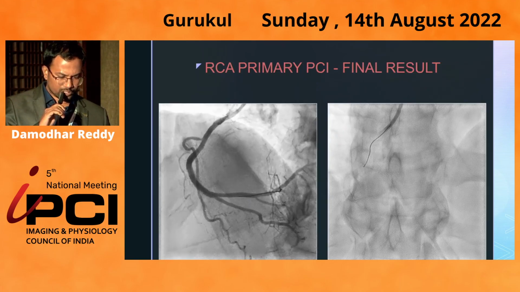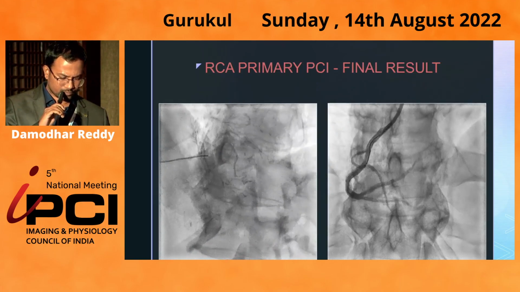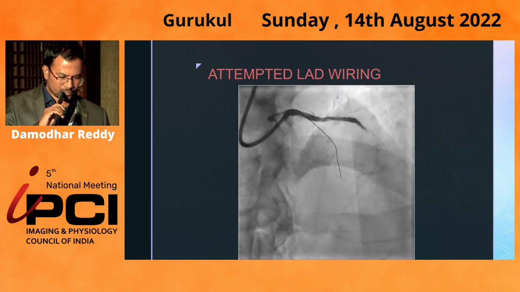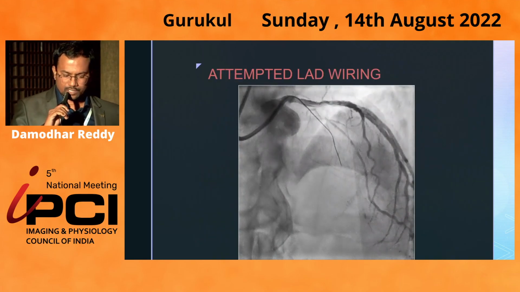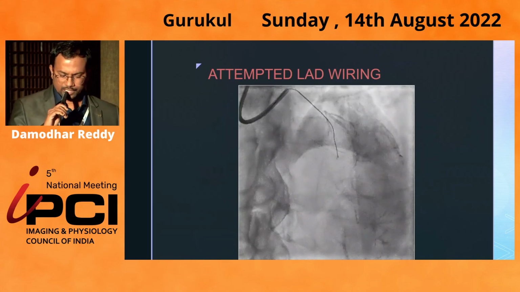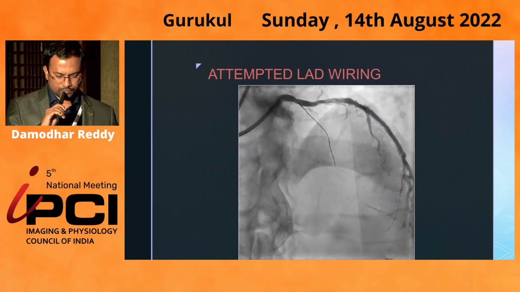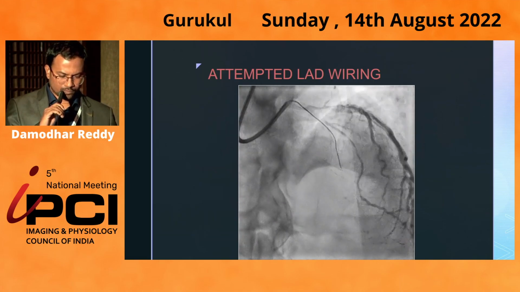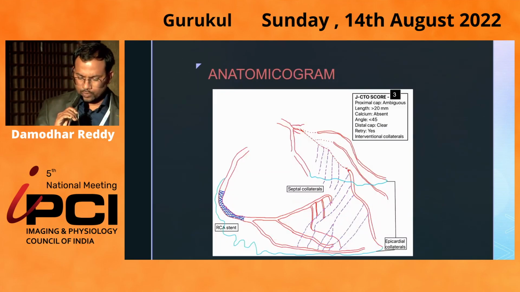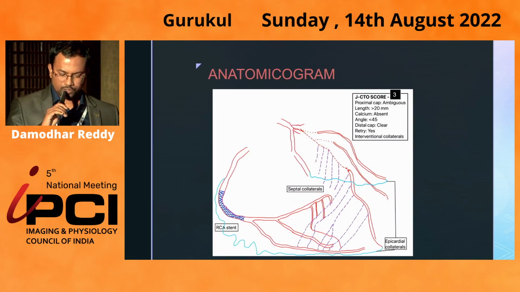So the primary PCI was done to the RCA. At the time of the index event, LAD wiring was just attempted, but it went into the subintimal space, so it was abandoned. And this was the anatomical CT angiogram. Generally, in our institute we prefer to do this for planning the case of a CTO.